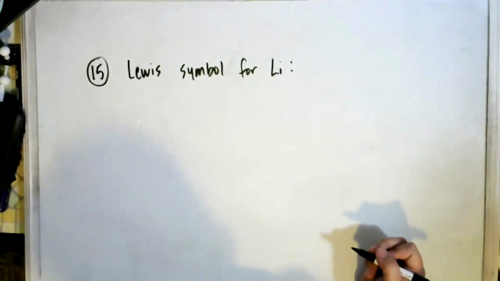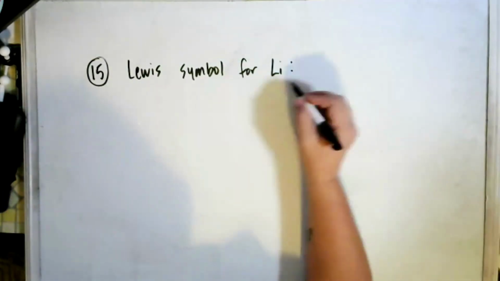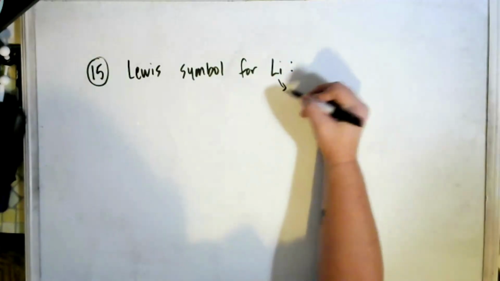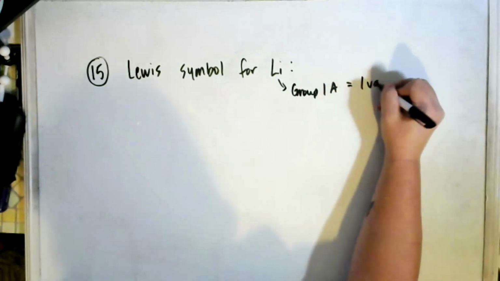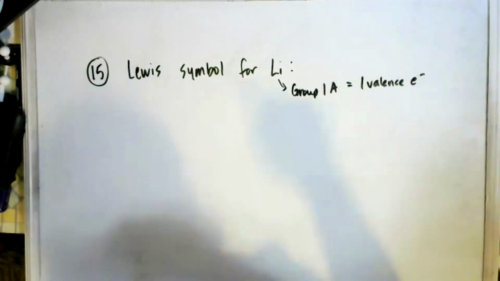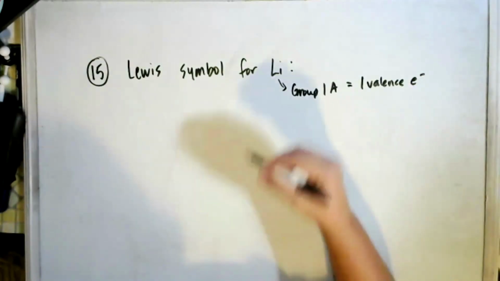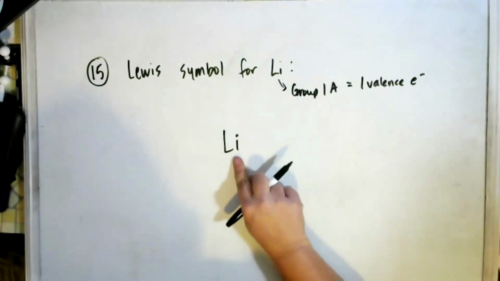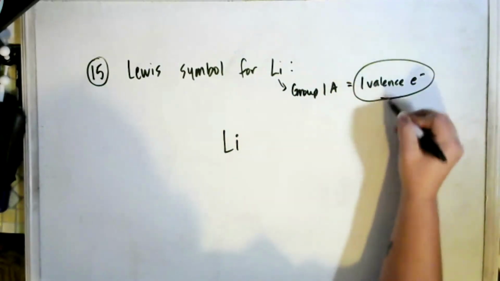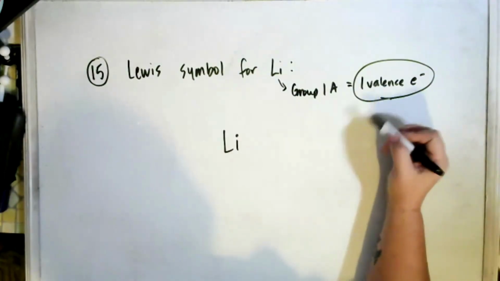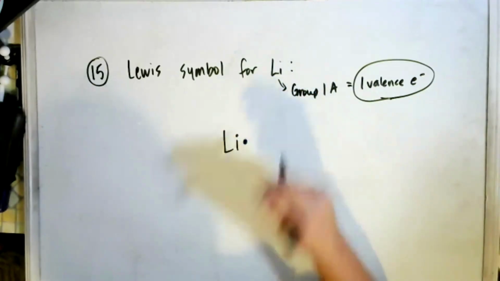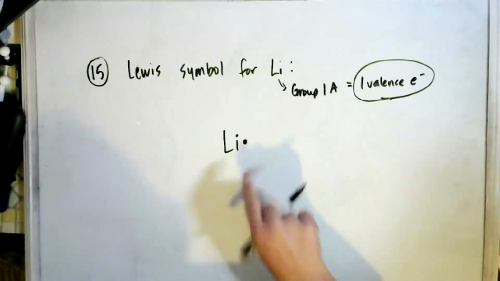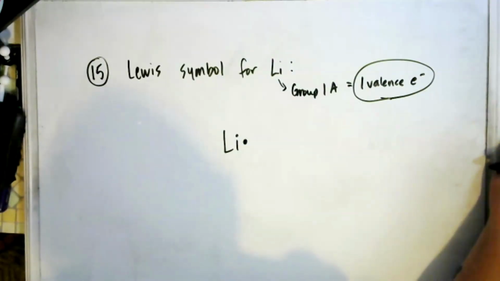To figure out the Lewis symbol for an element, you're going to find the element on the periodic table. So lithium is in group 1A, and that means it has 1 valence electron. To write its Lewis symbol, you write the letter symbol for your element, and then position however many valence electrons it has around it. Lithium only has 1 valence electron, so we're just going to put 1 electron outside of that lithium symbol. That represents your Lewis symbol for lithium.